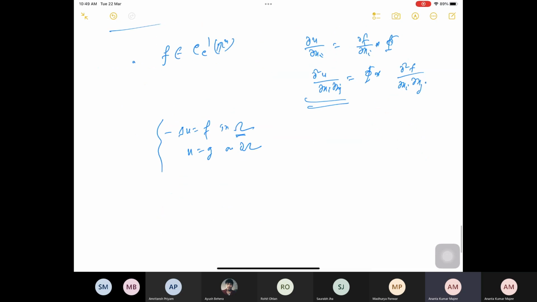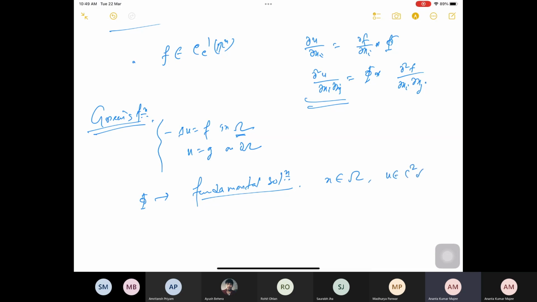So now, to get to the Green's function, phi is your fundamental solution. I fix my x in omega, and let u be in C² of omega intersection C¹ of omega closure. Now we consider the function y goes to phi of y minus x. x is now fixed, and I am looking at y goes to phi of y minus x.